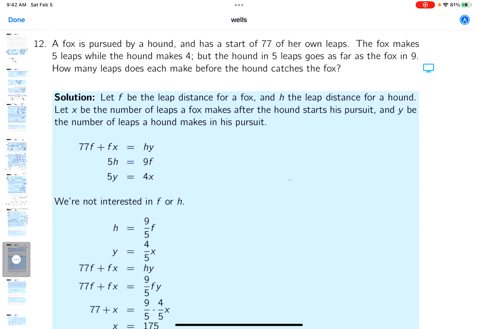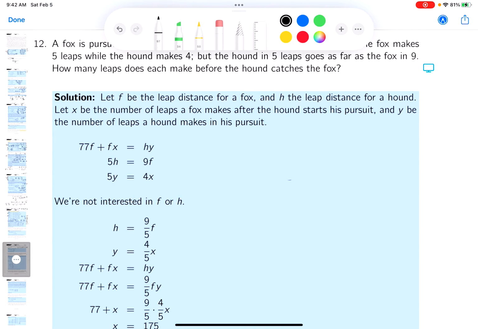So I've got troubles right now, and one is my troubles in reading the problem. I realize there's a lot going on. But I do know what they're asking for, and they're asking for this: how many leaps does each make before the hound catches the fox? So I'm going to say the hound makes Y leaps. I'll write this over here. And I've got to write this down. So Y, whoops, I've got to get my pen out. So I'm going to say Y is the number of leaps the hound makes.